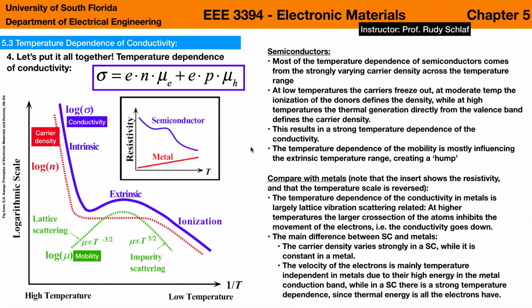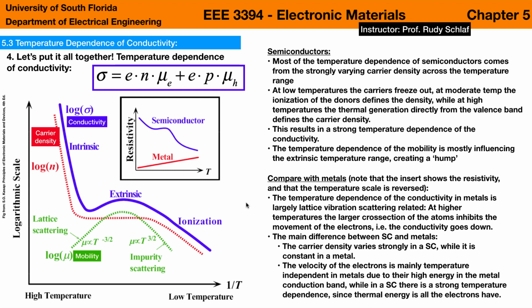Now we can finally put it all together. Let's remember, conductivity is just the carrier densities multiplied with the mobilities for electrons and holes. And so these two curves that we just determined, one for the carrier density and one for the mobility, if we multiply these two curves, then we get the temperature dependence of the conductivity. And so we see here that the conductivity of a semiconductor is high at high temperatures and low at low temperatures. And we get this bulge here that comes from the temperature dependence of the mobility.